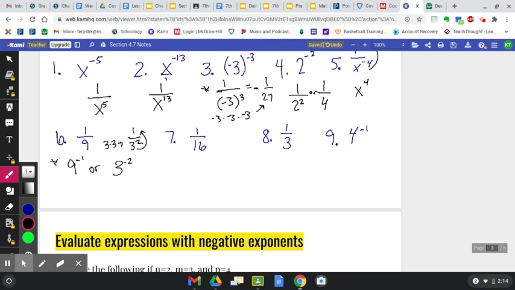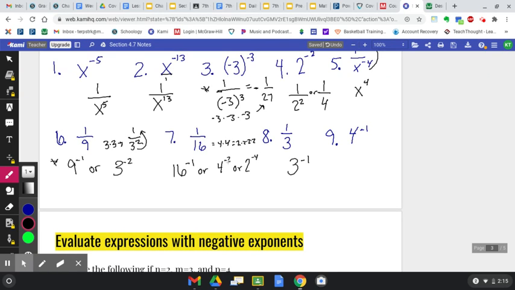So take a minute and see if you could represent number 7, 8, and 9. Nope, hold off on 9, sorry. 7 and 8 using negative exponents. So pause the video here and see if you can write it. Even number 7, see if you can come up with more than one way.